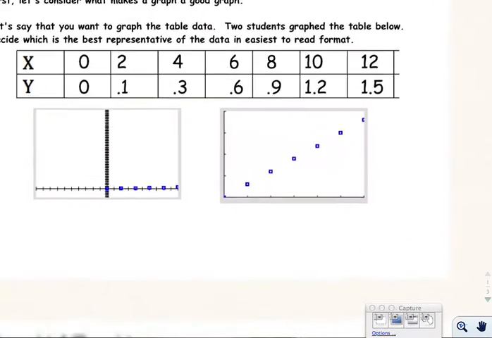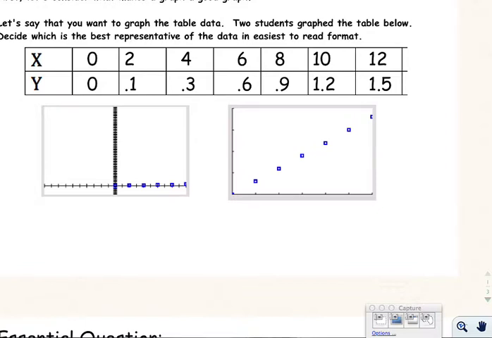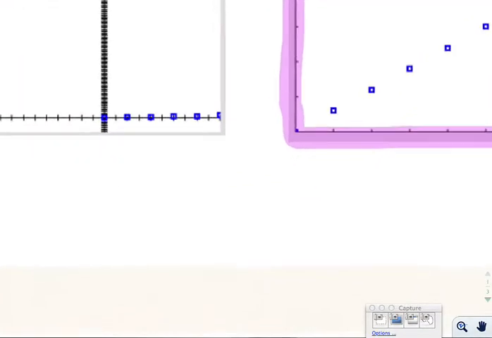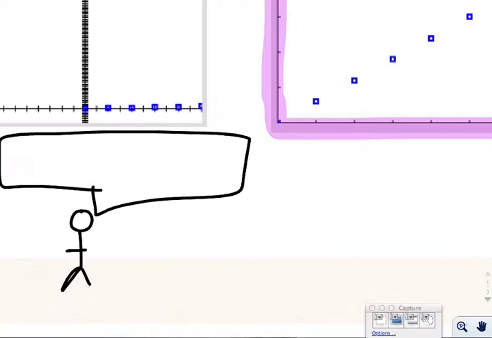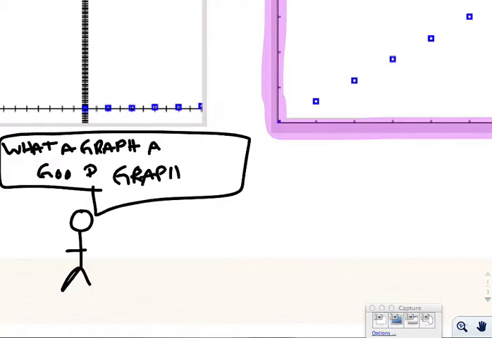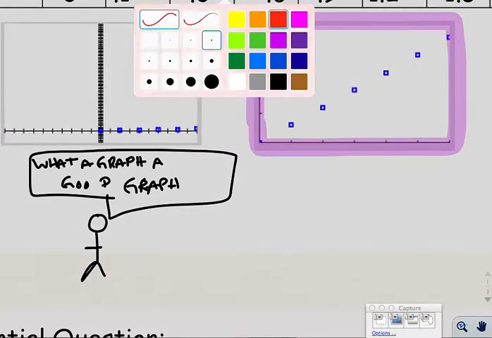So here's how we're going to start this. We have this table data that we graphed, and two students graphed it, and both graphs are actually correct, kind of, but one graph is clearly better than the other. This one over here is clearly the superior graph. So it behooves us to take a second and vet why this graph is so superior. If this is you, you're asking a good question: what makes a graph a good graph? You don't have to write this part, obviously, but I do want you to take these notes. We can answer that by talking about why the graph on the left is so bad.